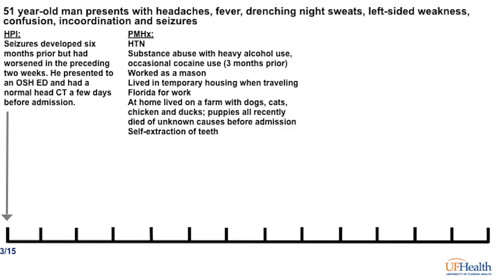His past history was unique in some ways. Substance abuse: he had heavy alcohol use. He worked as a mason and traveled around the state of Florida, staying in work camp-like environments with communal showers. At home, he lived on a farm. They had multiple types of pets and farm animals, and he recently lost an entire litter of puppies, all died of an unknown cause.